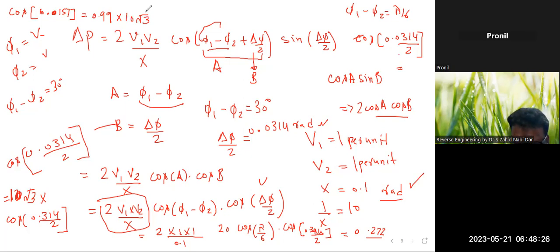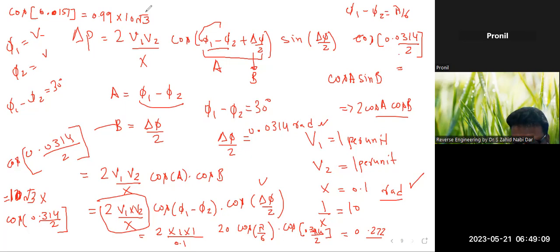Just let me check. Let me go through it. Where is that? So you have that solution, right? The solution is telling the value to be around 0.272 per unit. But how come? One second. I don't have the calculator in my hand. The V value is 1 only.